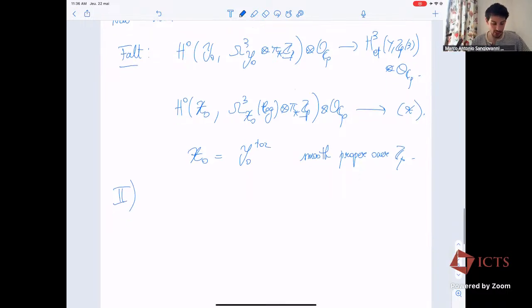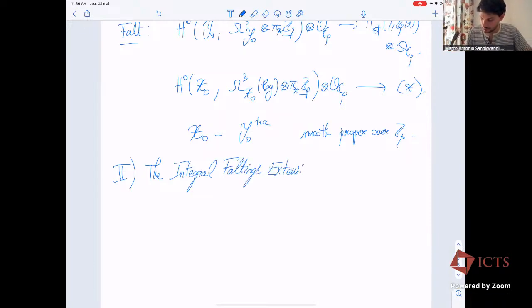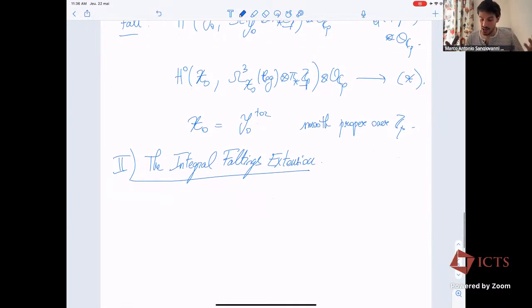All right. So now we are at number 2, which is the integral Faltings extension. Again, this will be the key tool that produces this map. Here, this has not a lot to do with Shimura varieties. It's something that's completely general. So let me state it.